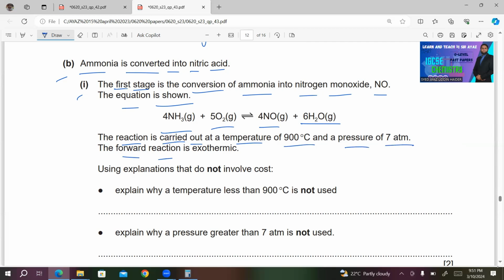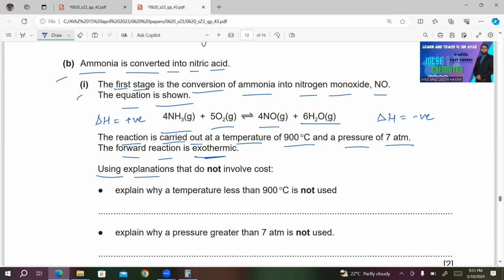The forward reaction is exothermic. So for your convenience, I am writing the sign of delta H. It must be minus in the forward direction. And if the forward is exothermic, backward should be endothermic. So the sign for delta H for the backward direction should be positive.